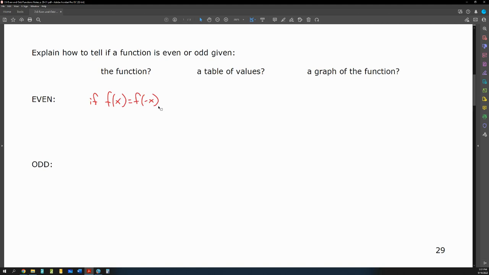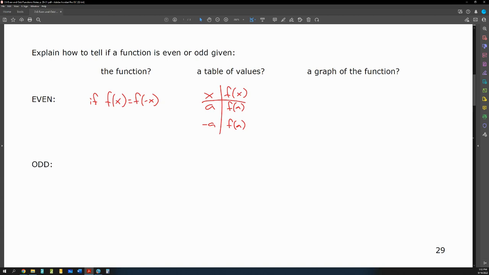Or you can think, for all of the negative x values, the function output is the same as that for the positive x values. If we were to look at a table of values, x, f of x, then for some value a, the function would simply evaluate to f of a. For some value negative a, the function would also evaluate to that same value, f of a.